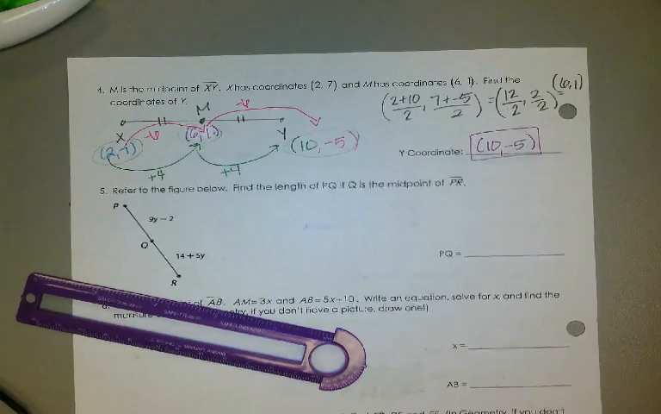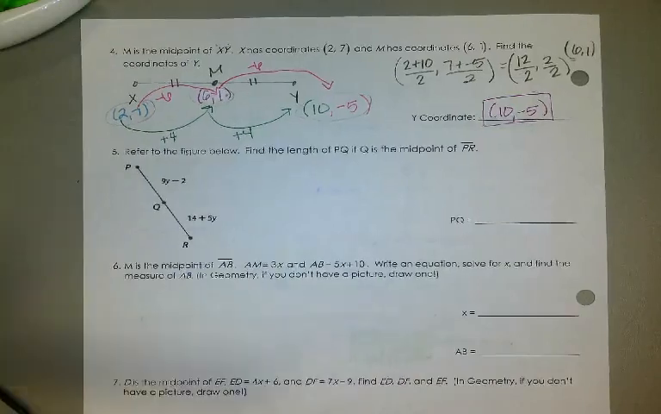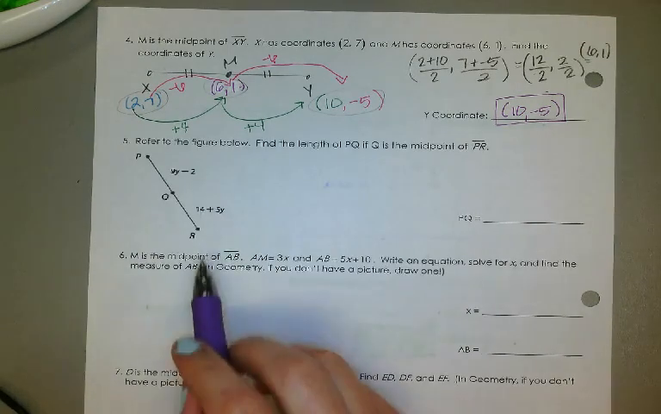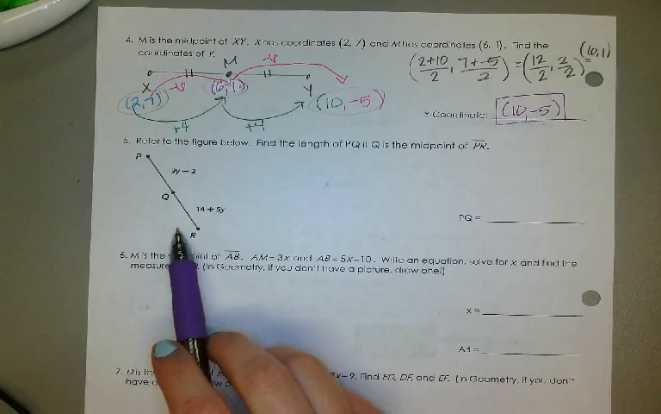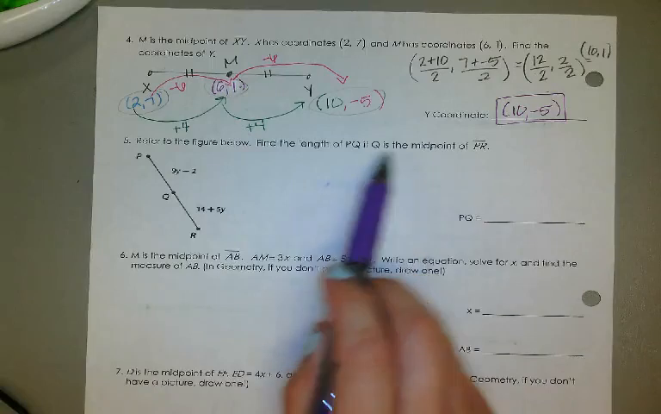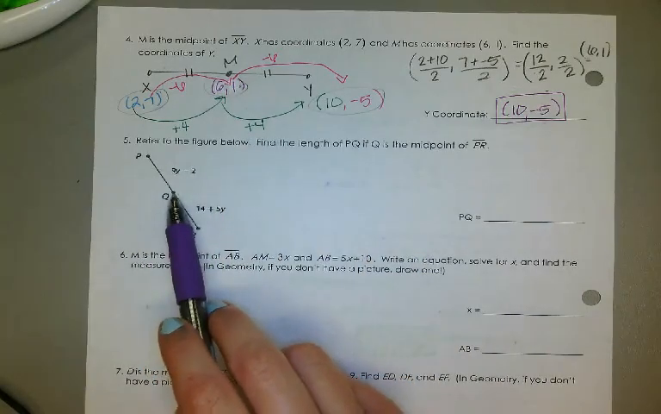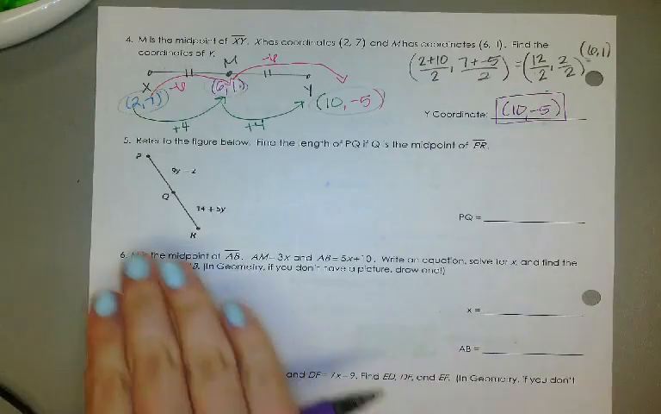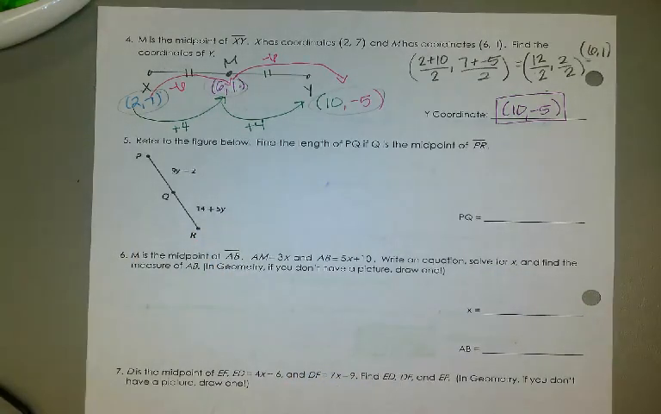And of course, we might see some situations that kind of look like segment addition, except we have a midpoint in play here, so we're going to have some equal parts. So if I look at number 5, it says find the length of segment PQ if Q is the midpoint of segment PR. So if Q is exactly halfway, notice we're not on a number line, we're not on a coordinate plane, we are just on a two-dimensional piece of paper where we have a segment drawn and we know that Q is in the middle of it.